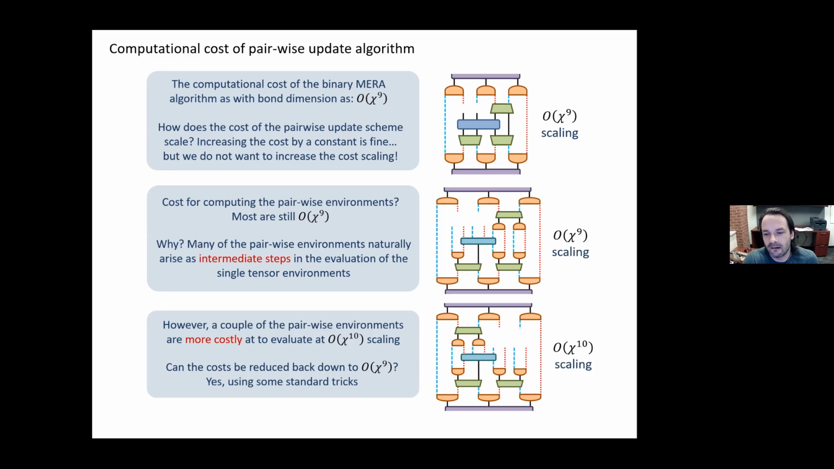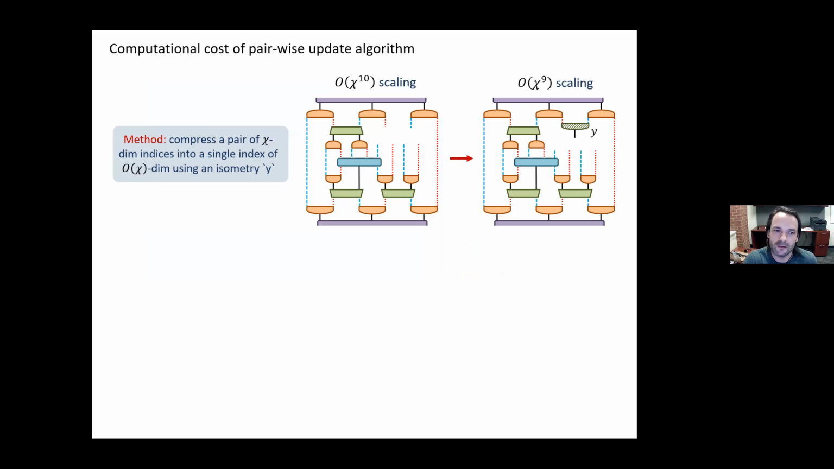However, there are a couple of the diagrams that are pushed up to chi to the power of 10 scaling. Okay, so ideally you want to do something to reduce that back down to the same scaling we had previously. And there are some pretty standard or routine ways of doing this. So again, I'm just going to be relatively quick here because this is, as I said, a relatively standard thing. So how I will reduce the scaling is to introduce some isometry, which compresses two chi-dimensional indices back down to an index which is order chi still.